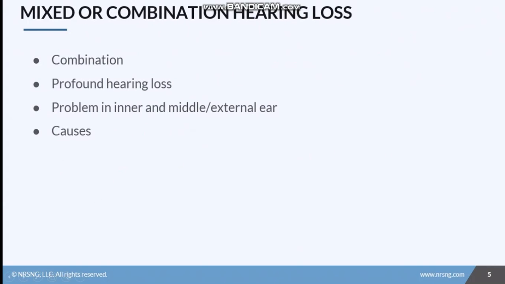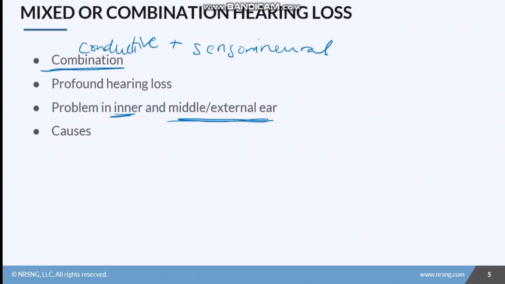Okay, guys, so mixed or combination hearing loss is literally just a combination of the two different types of hearing loss. So it's a combination of conductive and sensorineural. A lot of times these patients can have a pretty profound hearing loss just due to the nature of both of the types of hearing loss occurring at the same time. So these patients will have a problem in not only the inner ear, but also the middle and external ear.